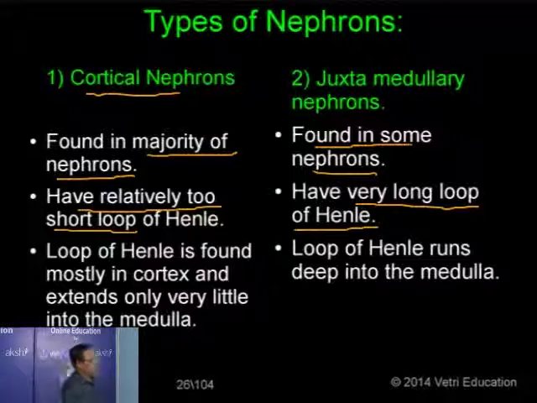Then, in the case of cortical nephrons, the loop of Henle is mostly found in the cortex and only a little bit extends into the medulla. But in the case of juxtamedullary nephrons, they dip or run deep into the medulla. They are present mostly in the medulla, only a little bit found in the cortex. I will show the picture.